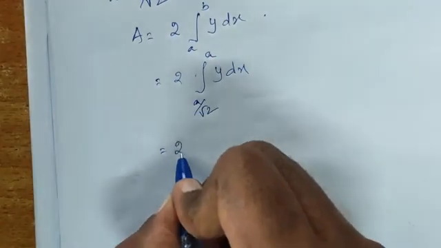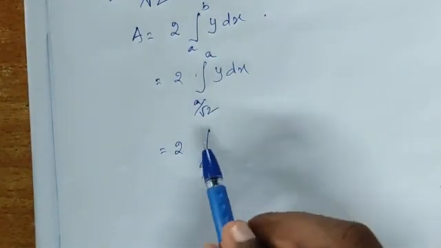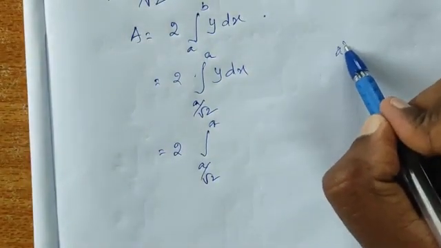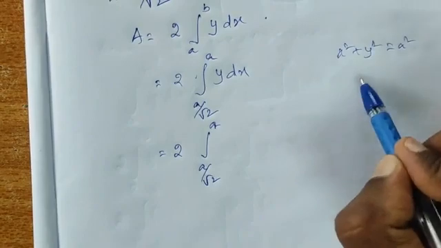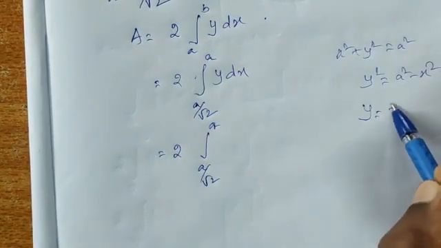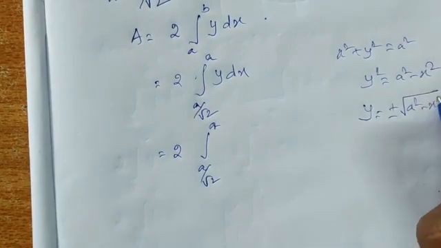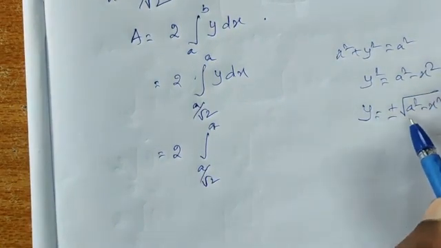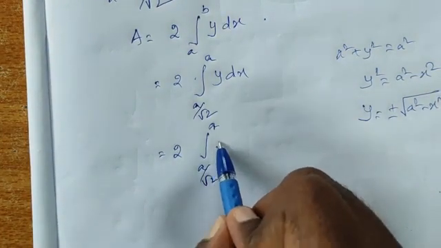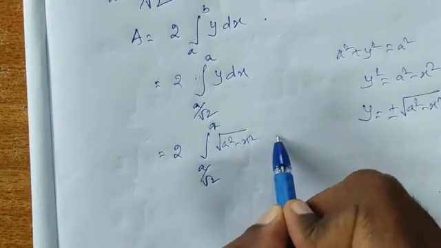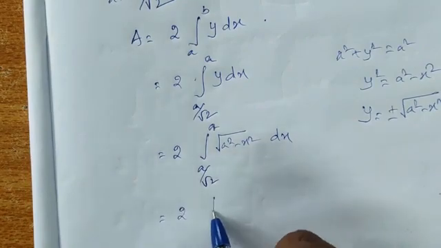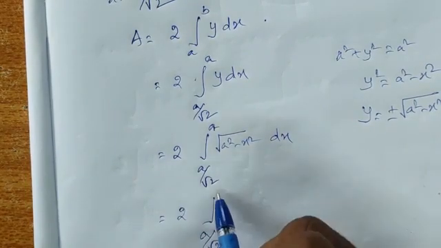So 2 into the integral from a by root 2 to a. We have x square plus y square equal to a square, so y square is equal to a square minus x square, and y is equal to plus or minus root of a square minus x square. Here y is equal to root of a square minus x square is valid. Therefore, root of a square minus x square into dx. In many problems we use this formula, so we are familiar with it. So listen here.